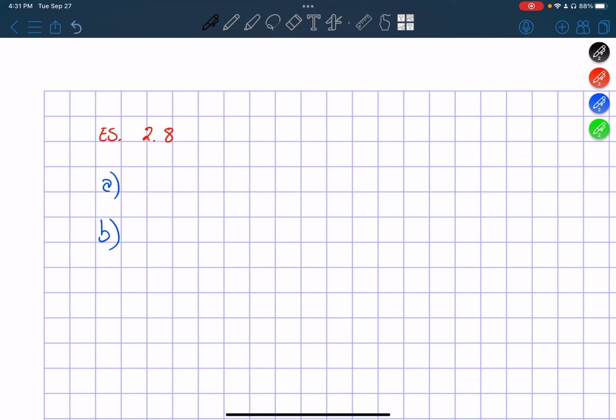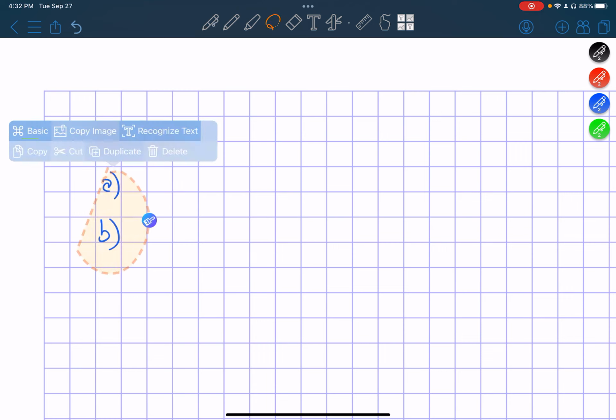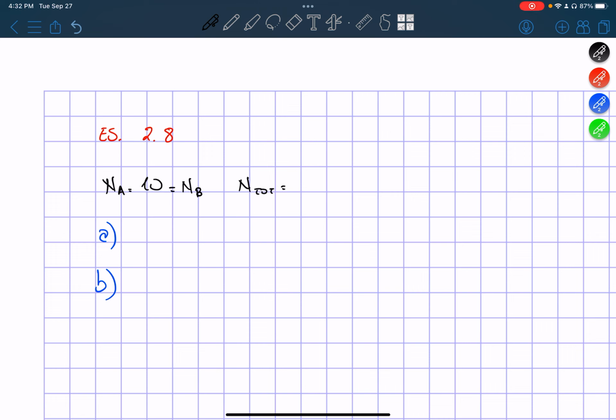Hello. So for exercise 2.8 of our Introduction to Thermophysics, we have two Einstein solids, A and B, each containing 10 oscillators. So N_A is equal to 10, as well as N_B, so we can say that N total is equal to 20. And then we know that there are 20 energy units.